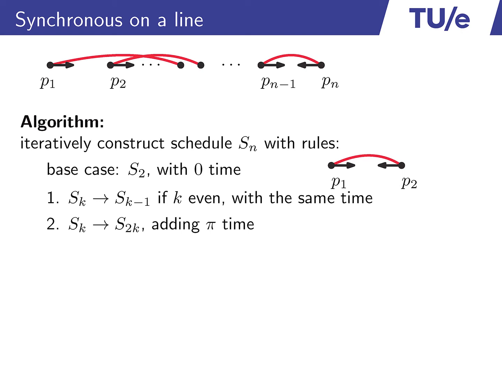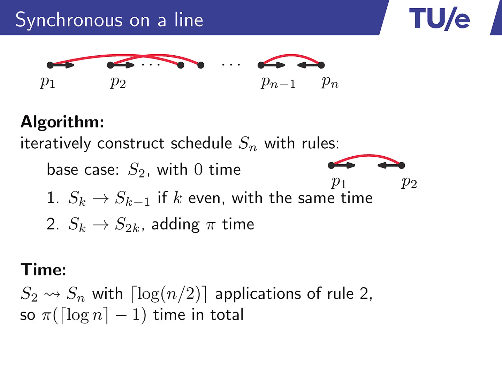Rule 1. If we have a schedule for k where k is even, we can construct a schedule for k minus 1 which takes the same time. Rule 2. If we have a schedule for k, then we can construct a schedule for 2k which takes an additional pi time. Note that with these rules we can construct a schedule for any n.